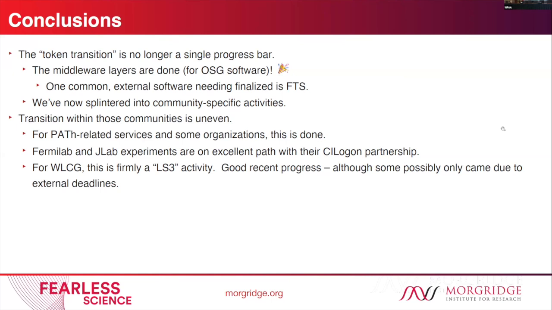It's a little bit uneven for things that really are completely within the control path, or we can help them with all the pieces. It's largely done. Particularly, I think Fermilab and JLab have benefited immensely from their CILogon partnership. And for WLCG, because A, they have to work a lot with the European side, and B, they just have this huge number of services. This is something that's going to be ongoing.